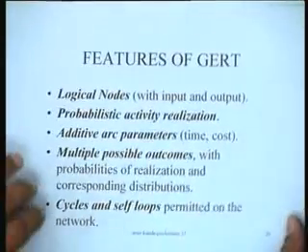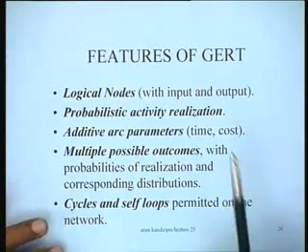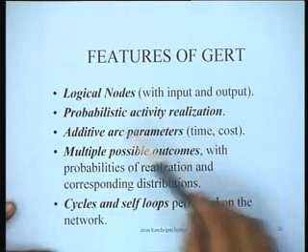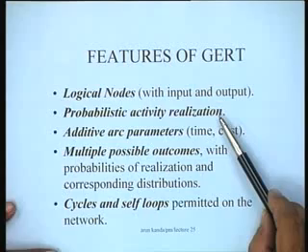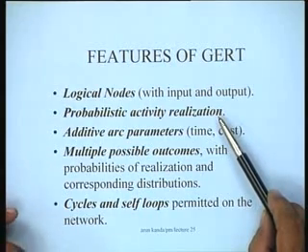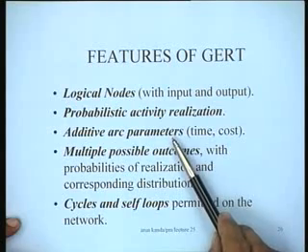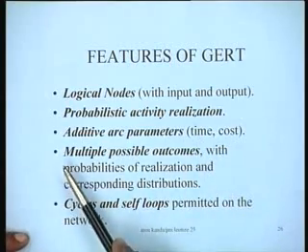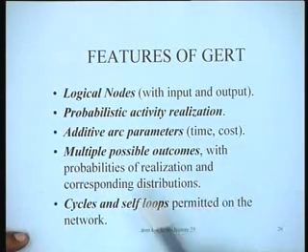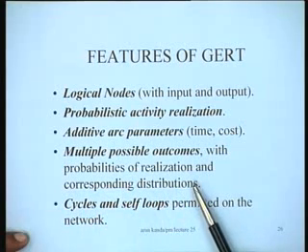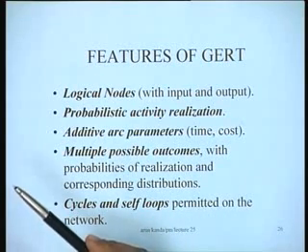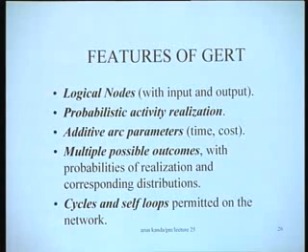What are the features of GERT? GERT has logical nodes as opposed to the earlier simple AND nodes. It has probabilistic activity realization. That means this can happen or this can happen with certain probability. There are additive arc parameters; both time and cost are additive if you go along a particular path. There are multiple possible outcomes with probabilities of realization and corresponding distributions. And there could be cycles and self loops permitted on the network. So this gives you an idea of how stochastic networks differ from conventional project plans.